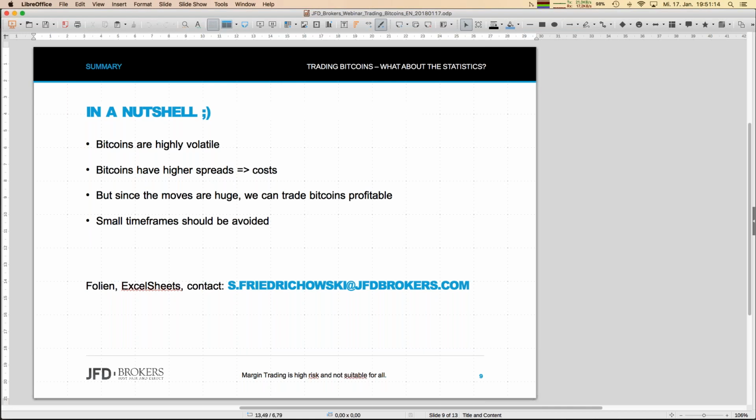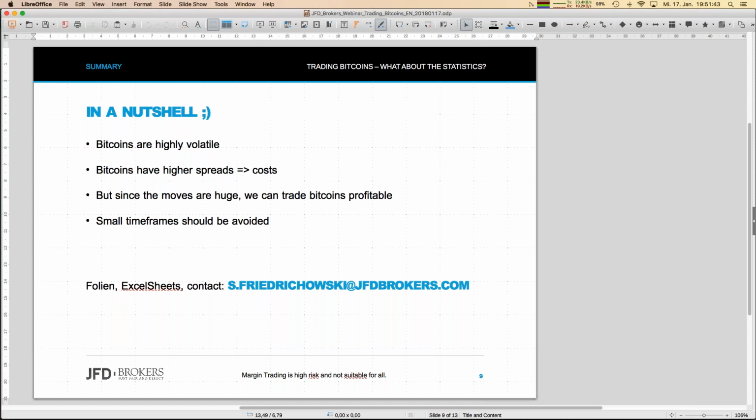So let's see when it comes back to the possibility of trading Bitcoins at JFD, the final spreads, and once those spreads are not done by JFD, they come from the liquidity pool as well. So we have to monitor those spreads, and then we can decide whether to go or not to go for any trading activities.